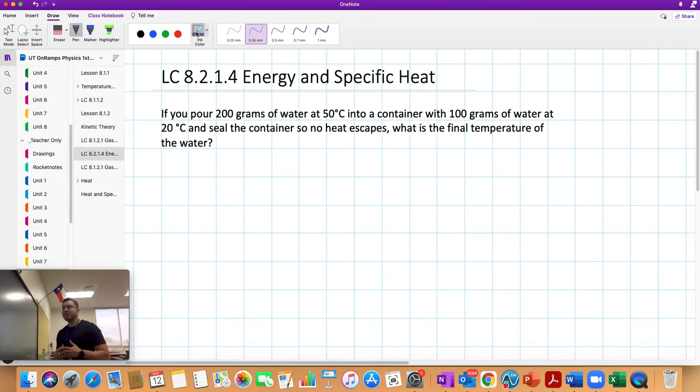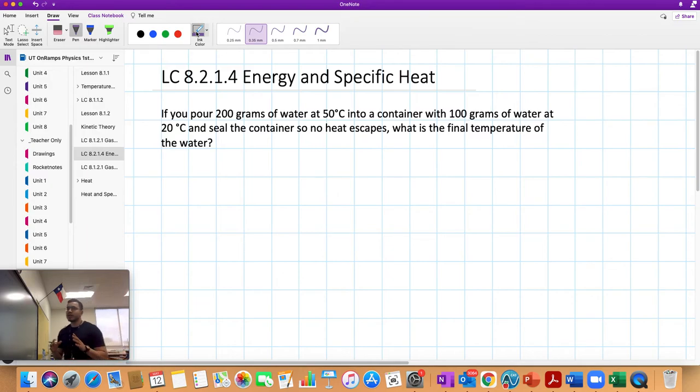Hi everyone, so we have this problem which is about heat, energy, and specific heat. It says, if you pour 200 grams of water at 50 degrees Celsius into a container with 100 grams of water at 20 degrees Celsius and seal the container so no heat escapes, what is the final temperature of the water? So two things to point out.